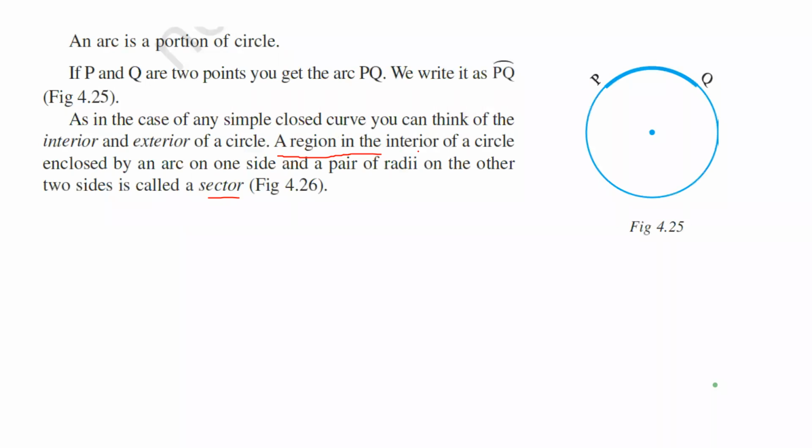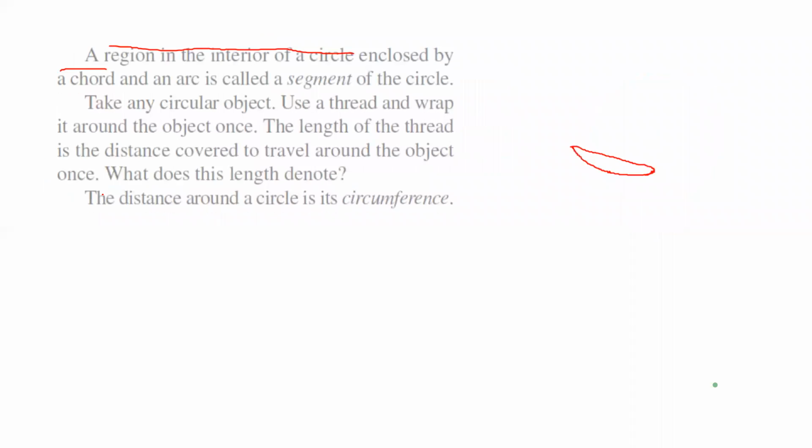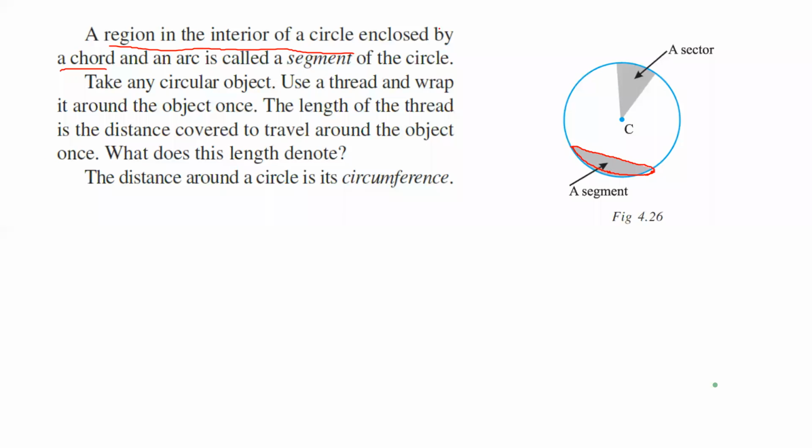A region in the interior of a circle enclosed by an arc and a pair of radii on the other two sides is called a sector. Simply, a sector is a portion in the interior of a circle in between two radii and one arc. I forgot to say at the beginning, this full length is called the circumference.